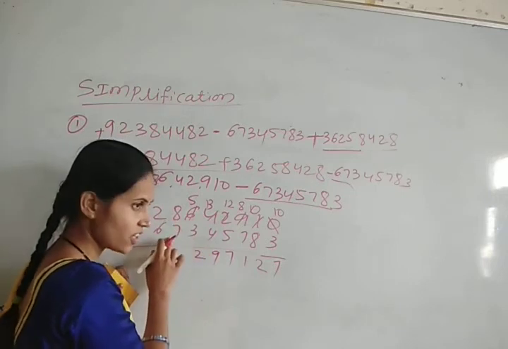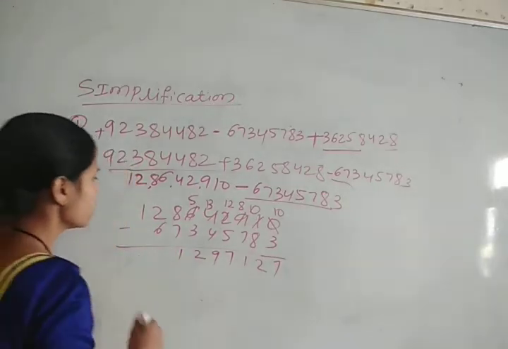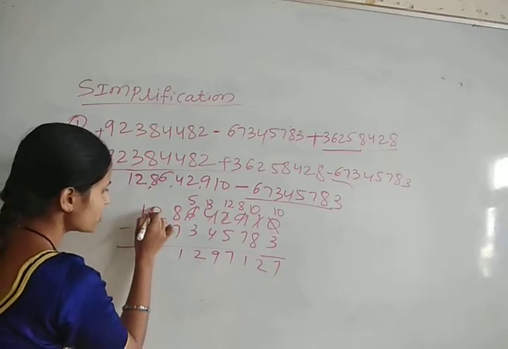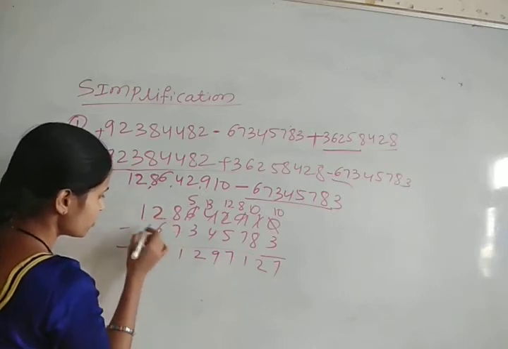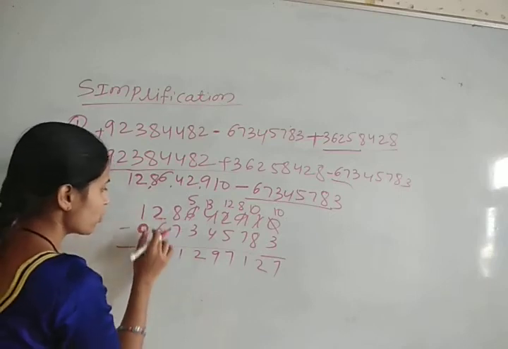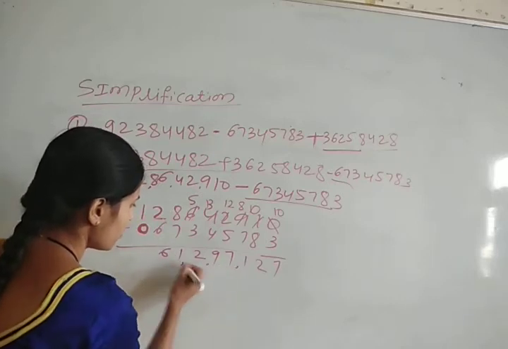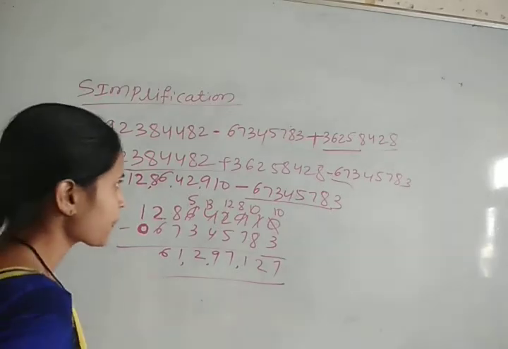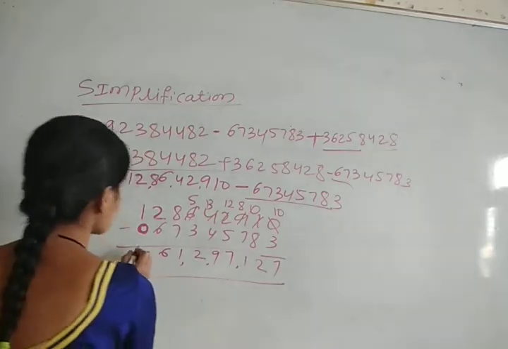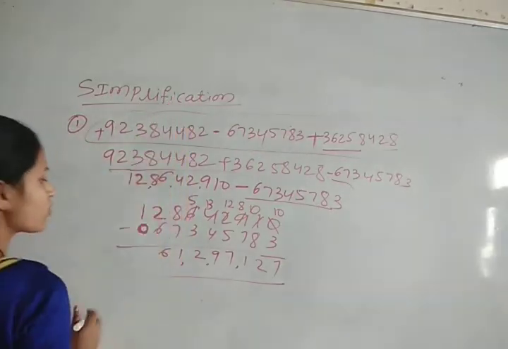8 minus 7 is what? 8 minus 7 is 1. 2 minus 6 is not possible. Okay. So for that I will consider this. If this one comes to this and this becomes 12, 12 minus 6, if you do, you will get 6 only. Okay. So this is the result. So this is called the final result. Final result of this whole problem. The final result of this whole problem is what?